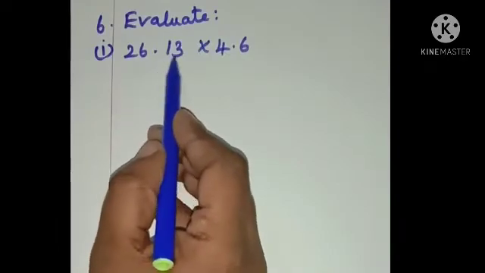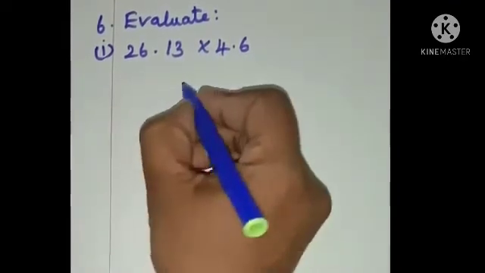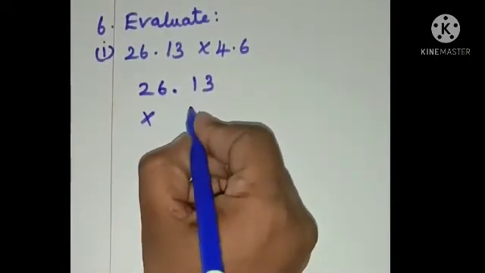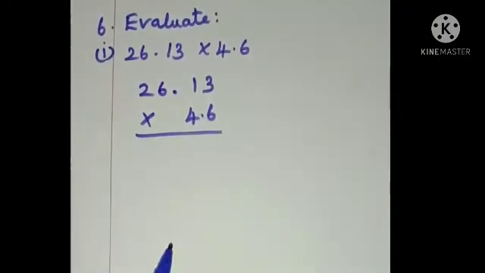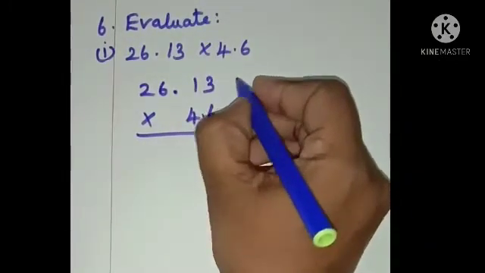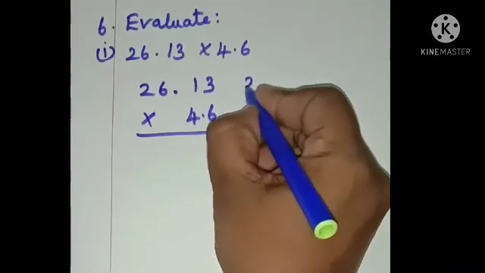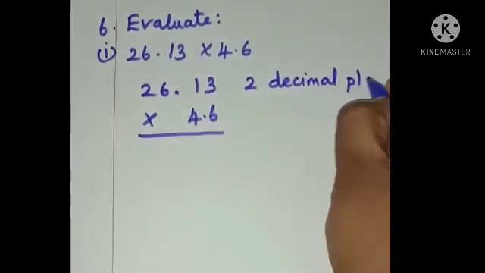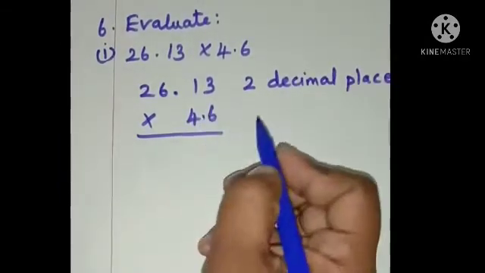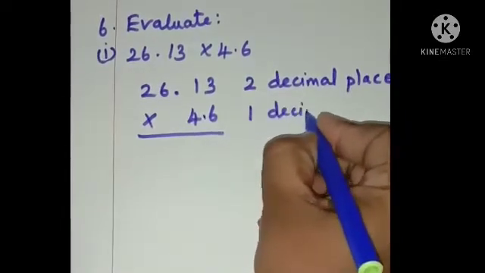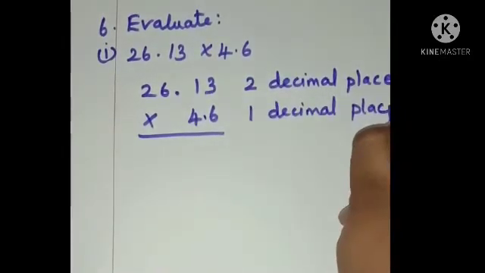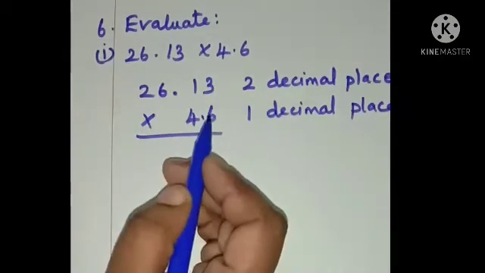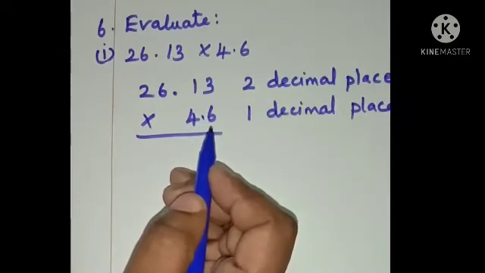Evaluate 26.13 into 4.6. Children, now 26.13 into 4.6. So let us multiply. Here, first step: in the first decimal number, there are 2 decimal places. Isn't it? 1, 2. 2 decimal places. And in the second decimal number, 1 decimal place. And now multiply as it is, considering these decimal numbers as whole numbers.